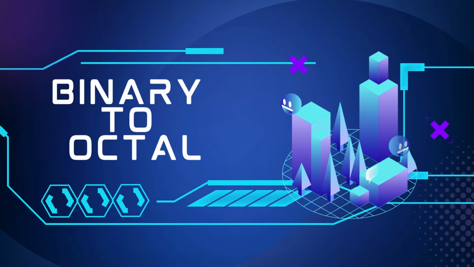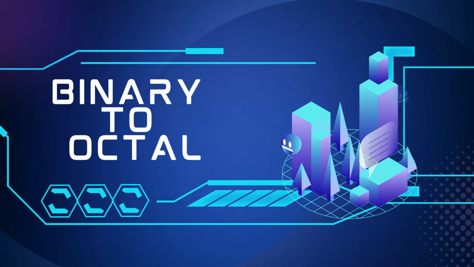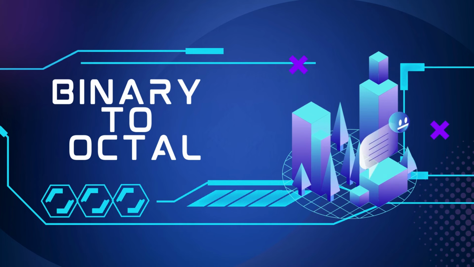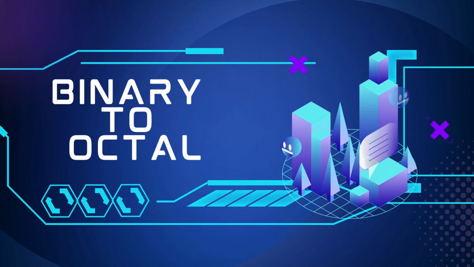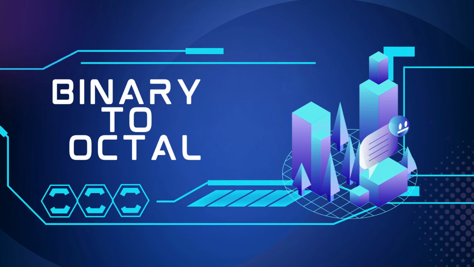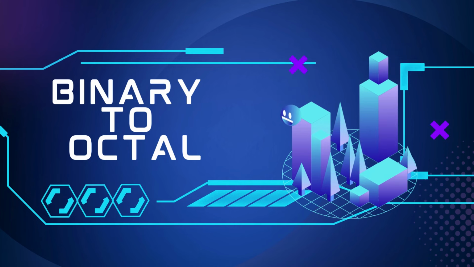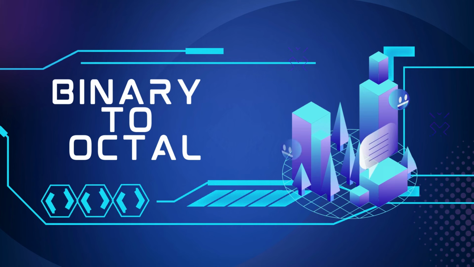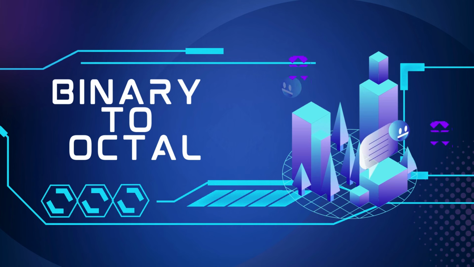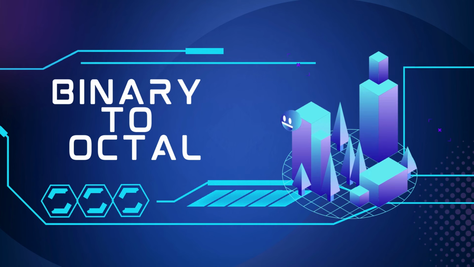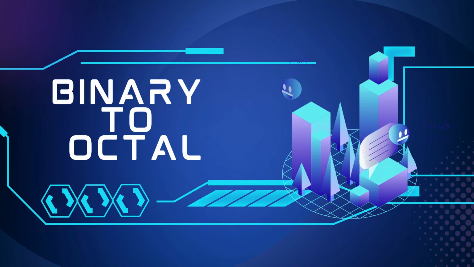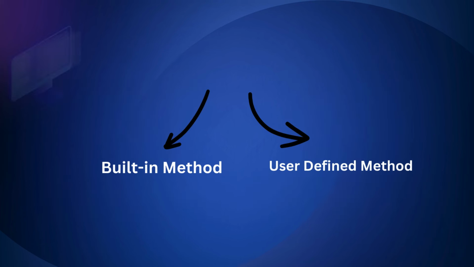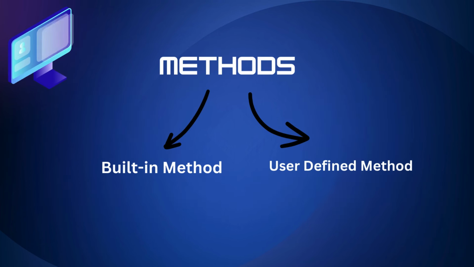So in our top 100 code series, our next problem 31 is for binary to octal conversion. The binary number system is composed of two symbols 0 and 1 with the base value 2, and the octal number system has base value 8 comprising digits from 0 to 7. Now, for the process of binary to octal conversion, we can follow two methods.